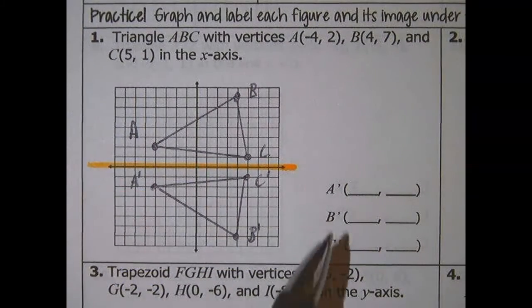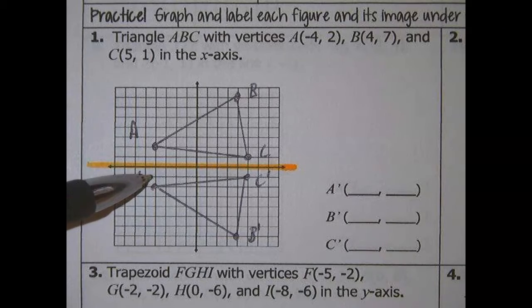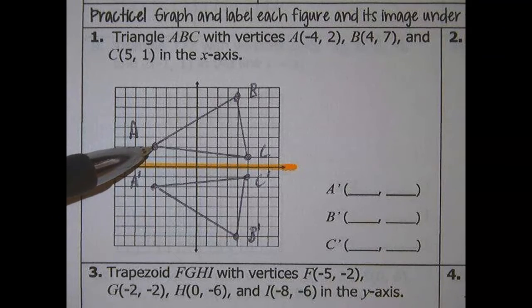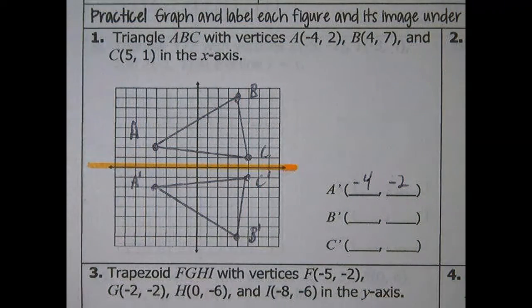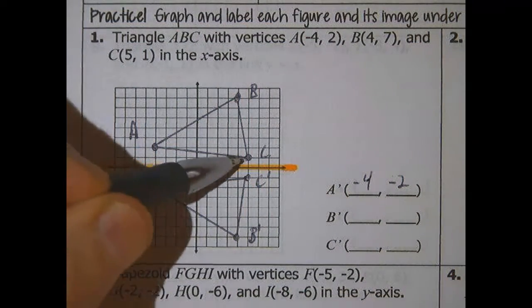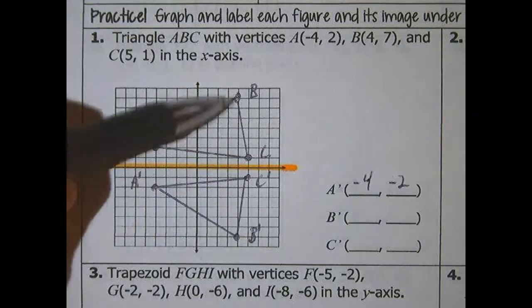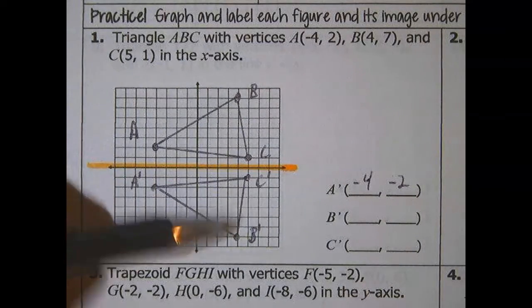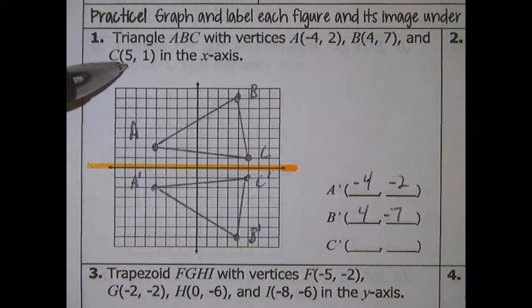All right, so what were our coordinates of our points? Well, let's see what happened. A was negative 4, 2, and A prime was negative 4, negative 2. B went from 4, 7, and it went to 4, negative 7. And C went from 5, 1, and it went to 5, negative 1.